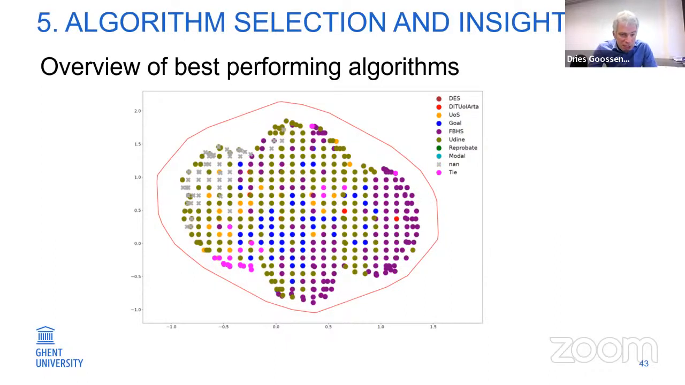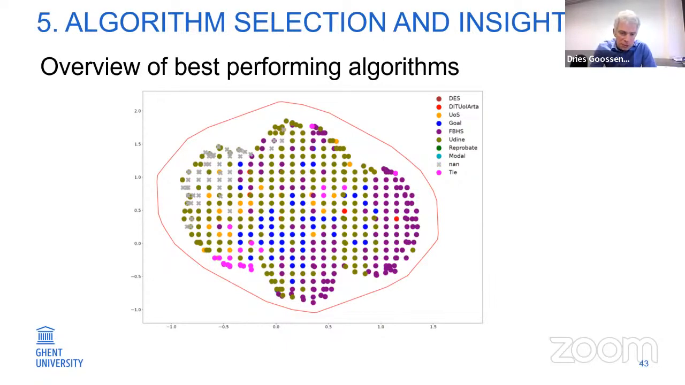You also see these pink dots at the bottom left. That's where we have a tie between algorithms. And in fact, it turns out that these are the easy instances where several algorithms manage to find the same, in some cases even optimal, solution. And in the top left, you see these gray crosses. They correspond to instances that could not be solved, so where we found no feasible solution at all.